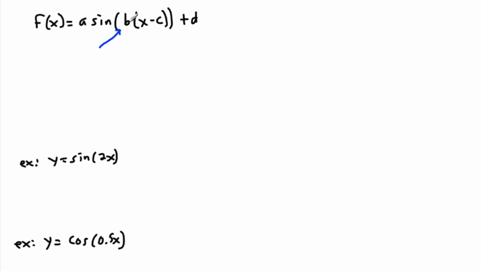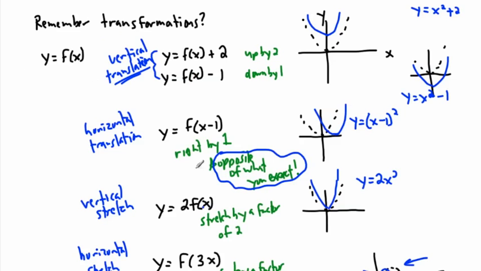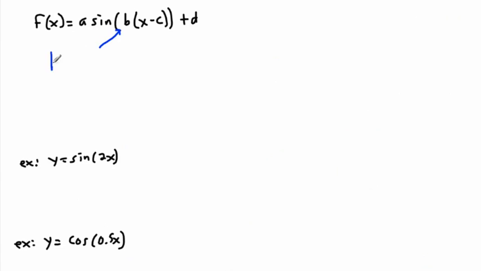Now let's do another kind. Let's work on b. b tells you, if you remember your transformations here, that's like putting a number inside the bracket. This right here is a horizontal stretch. This is a horizontal stretch or compression, of course.